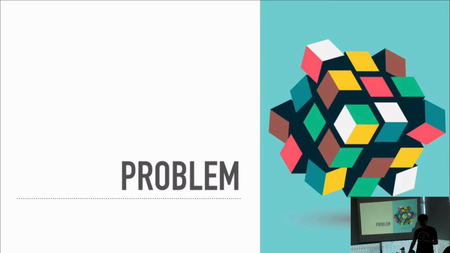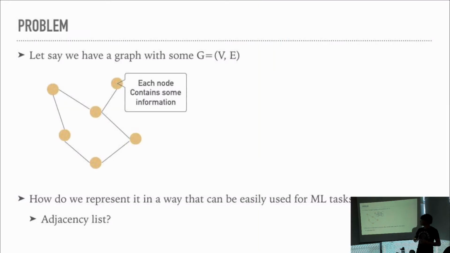So what's the problem of graph representation? Let's say we have a graph with some vertices and edges, and each node in the graph contains some attributes or some information. The question is, how can we represent it in a way that allows us to do ML with it? Should we use an adjacency matrix? No, we can't, because if there's a graph of 5 nodes, it'll be 5 by 5. And if it's a graph of 1,000 nodes, then it'll be 1,000 by 1,000, right? And it grows as the graph grows. So we can't use an adjacency matrix.